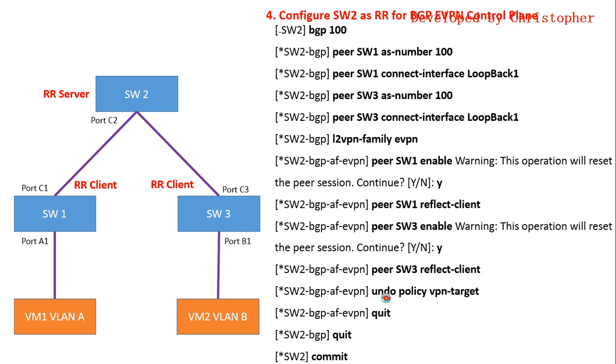If you do not undo this policy VPN target, it will filter all of the received routes. And some of them you cannot accept because of the VPN target: if it is not matched, it will drop that entry. So you undo it. It will accept every update and announcement from its client. And then the RR server will mirror those updates to all of its clients, except the ingress one, if it comes from switch 1 to switch 3.